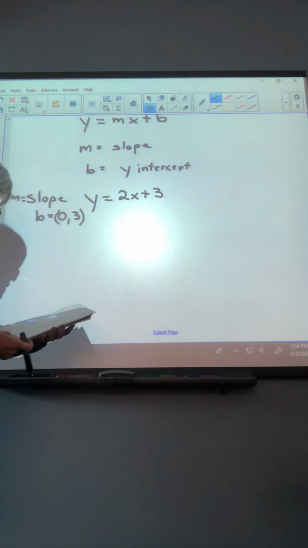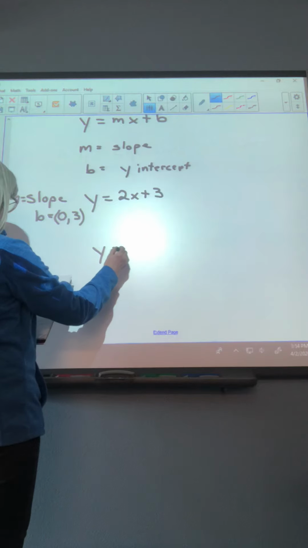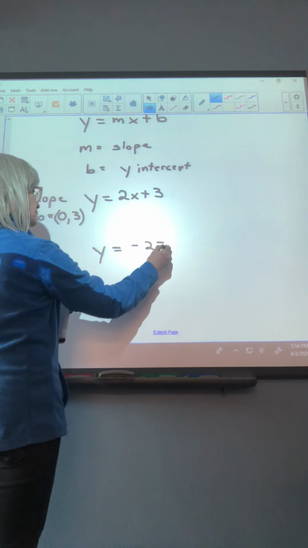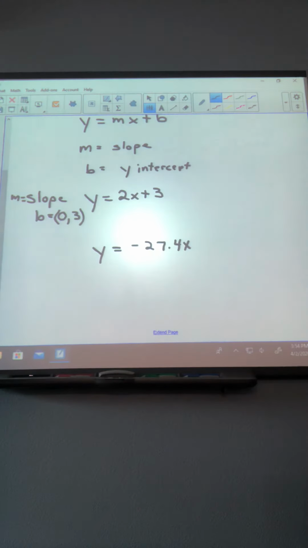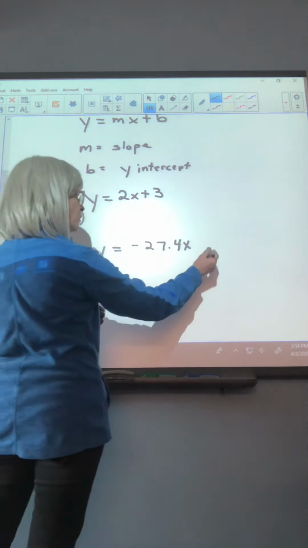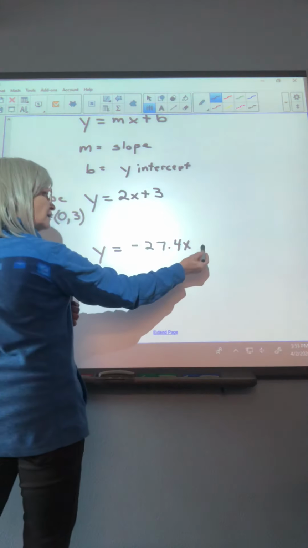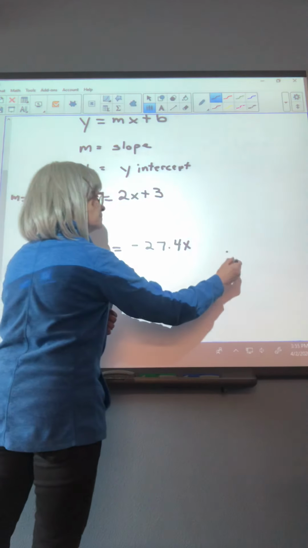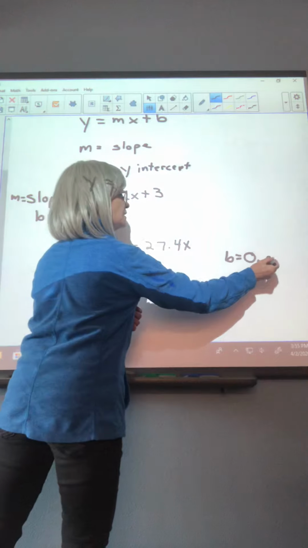So let's look at number 2 on your worksheet. In number 2, you've got y is equal to a negative 27.4x. When you get an equation like this, and you're asked to find the slope and the y-intercept, you probably notice right away, whoa, there's no b. There's nothing there. When there's nothing written for b, that means b has got to be 0. So the point would be 0, 0.